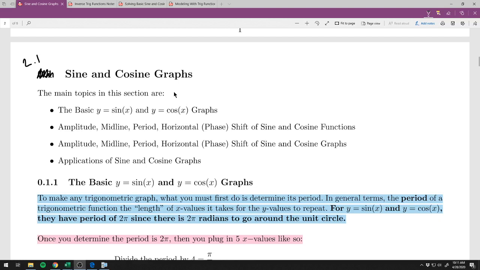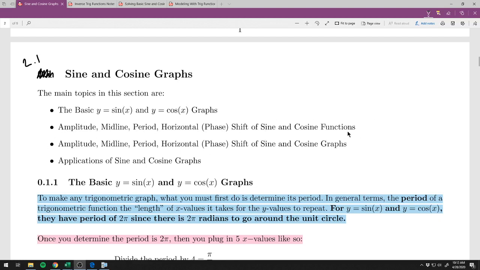We'll talk about the general approach to graphing one. Really with technology though, the main topic of this section is just seeing the shapes of sine and cosine and what changes them, what's important about them. So the first section we'll just see the shape of sine and cosine graphs. Then we'll look at the formulas of what can affect the graph itself, something called amplitude, midline, period, and horizontal phase shift.